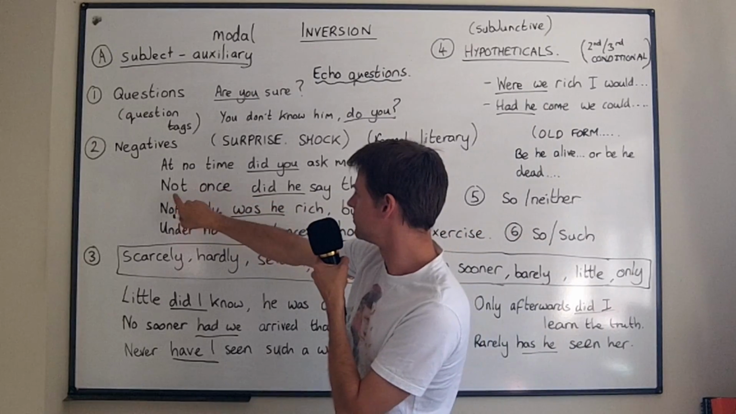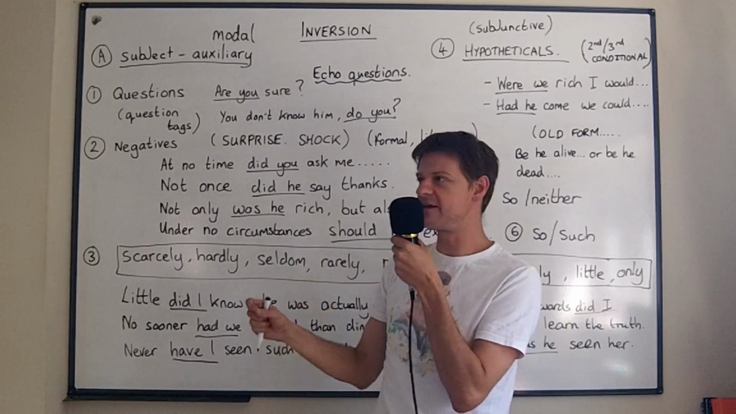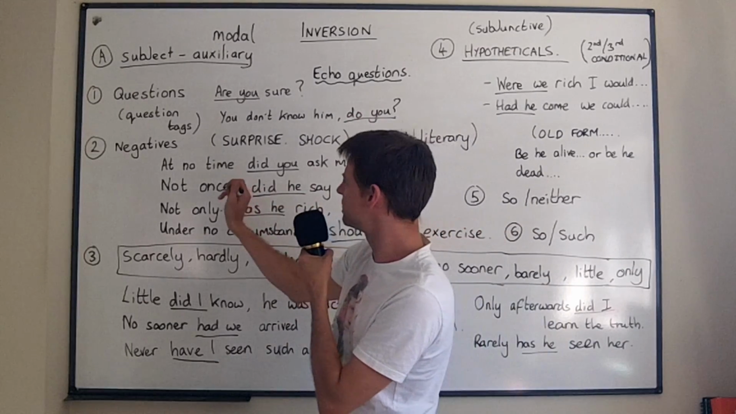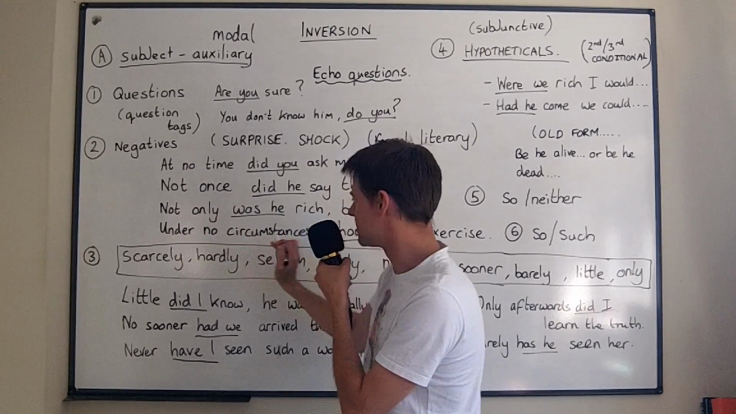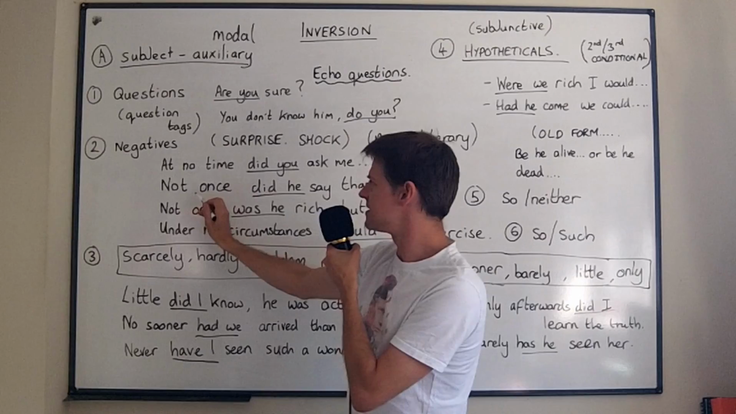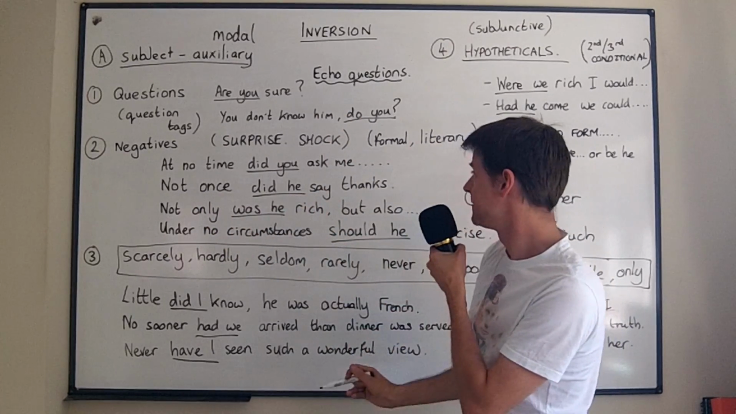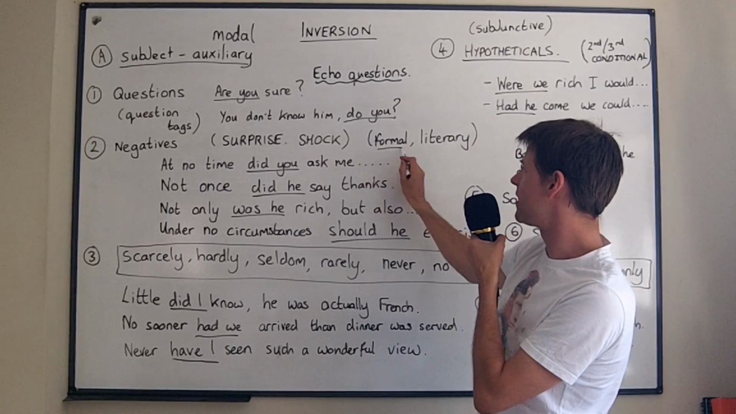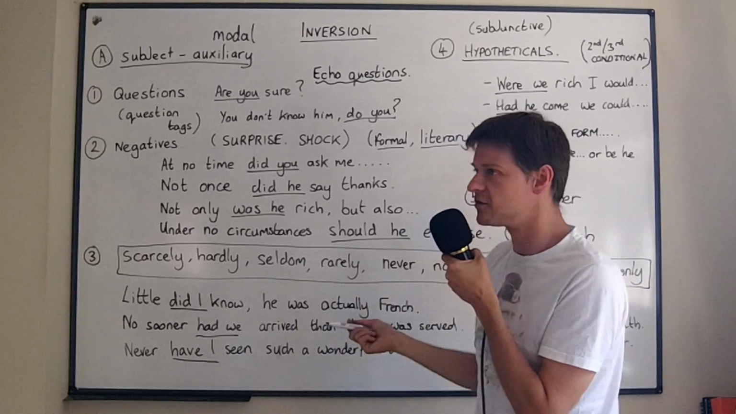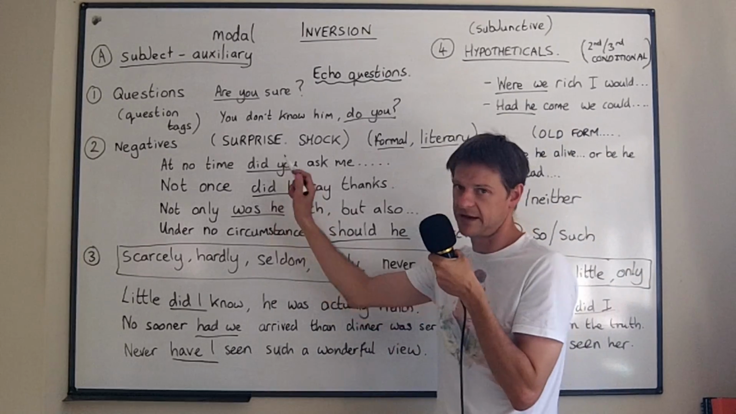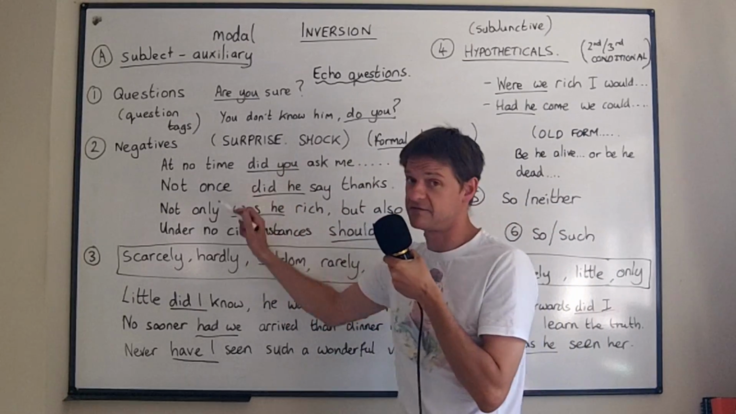And here are some more examples. Not once did he say thanks. We're emphasizing how ungrateful he was. And you notice you have to start with the negative element here. Not once, at no time, not only, under no circumstances. So we start with the negative element and then we invert the subject and the auxiliary verb. I would add as well that it sounds quite formal and quite literary. You see it in a lot of writing, and it sounds good in a letter of complaint or something like that. If you're writing a letter of complaint for the exam, this kind of negative inversion will look good.